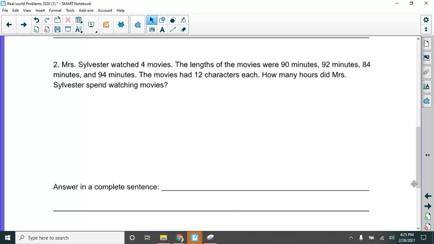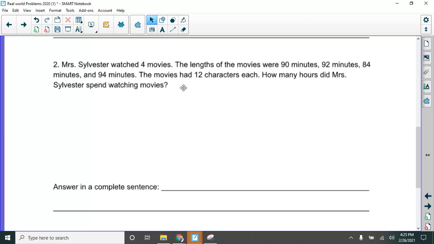The lengths of the movies were 90 minutes, 92 minutes, 84 minutes, and 94 minutes. The movies had 12 characters each. How many hours did Mrs. Sylvester spend watching movies? All right. Actually, I'm going to have you start helping me a little bit now. What do you visualize? What do you see in this problem?